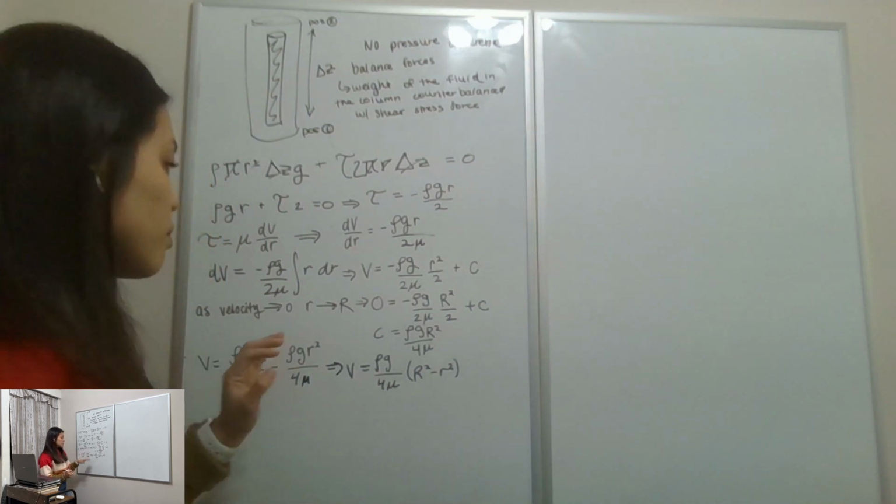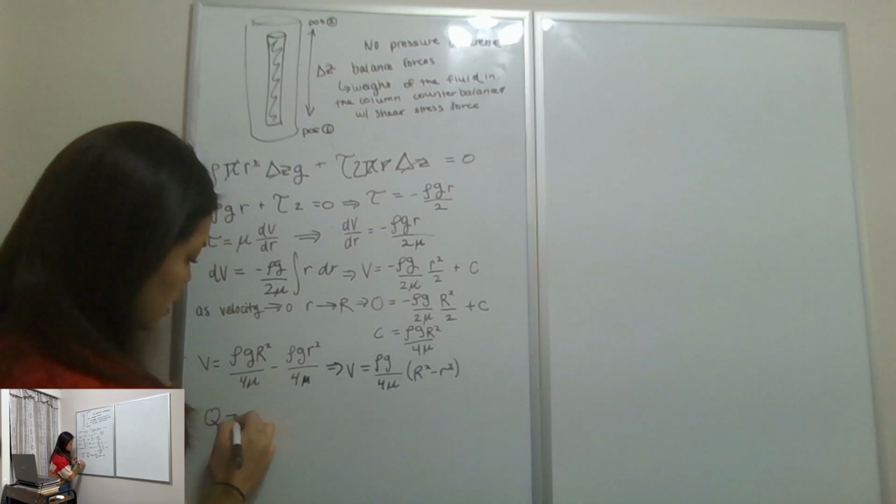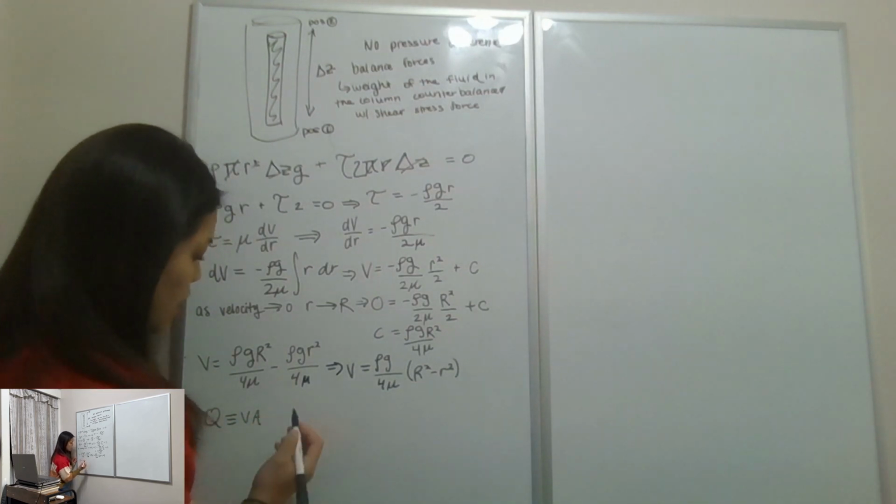And so relating the velocity to the flow rate, we know that the flow rate can be defined as velocity times the area.